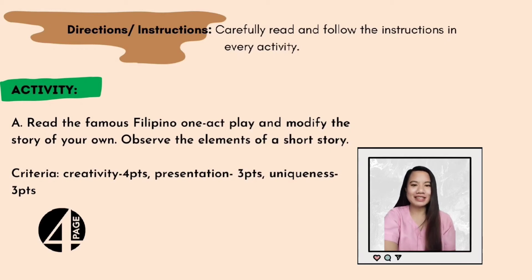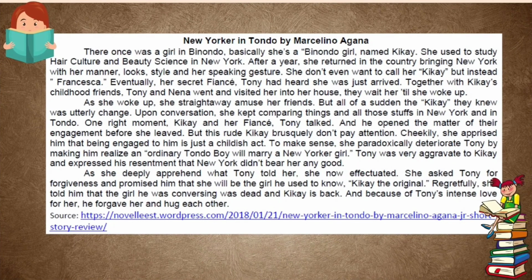For the first activity, Activity A on page 4, read the famous Filipino one-act play entitled New Yorker in Tondo by Marcelino Agana and modify the story on your own. Observe the elements of a short story and make sure you follow all the instructions, okay? Make sure you read it carefully and understand the short story. Like the example presented on your last, the story of the monkey and the turtle, on page 2 of your lesson. You can change the characters of it and name them on your own. The setting can also be changed to your preference.